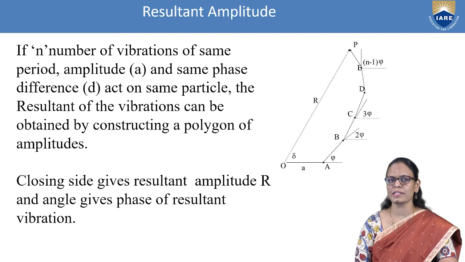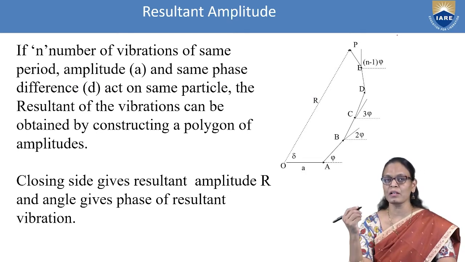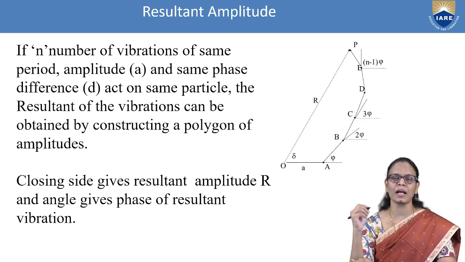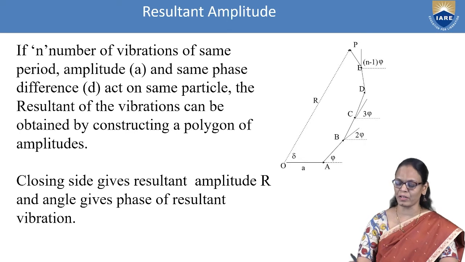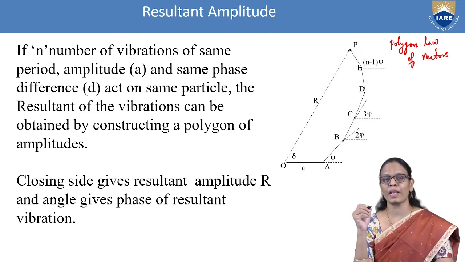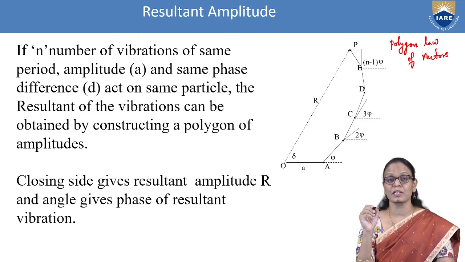Now what we need to understand here is the number of waves coming from each point on the slit and arriving at a point P. What will be the resultant at that point P? Here we will apply the basic law, that is the polygon law of vectors. It means if there are a number of waves coming at a point, the resultant is given by the polygon law.